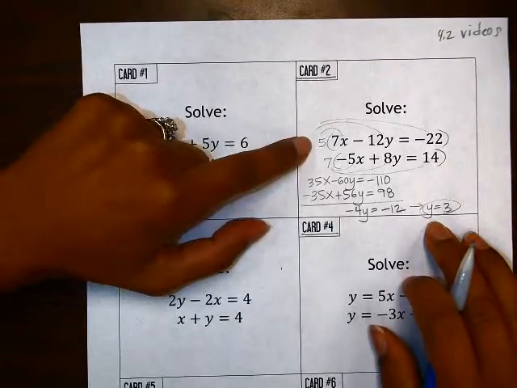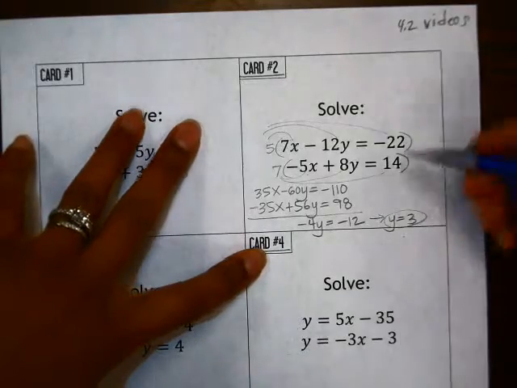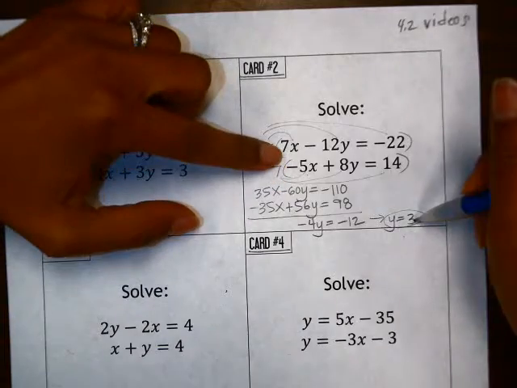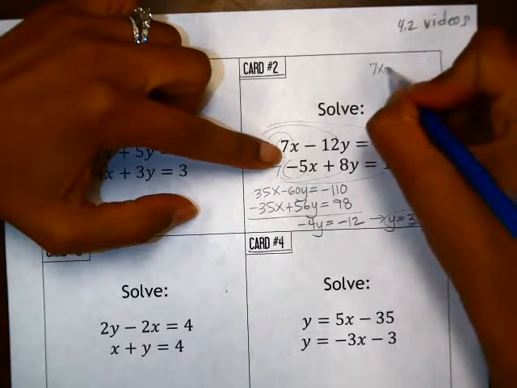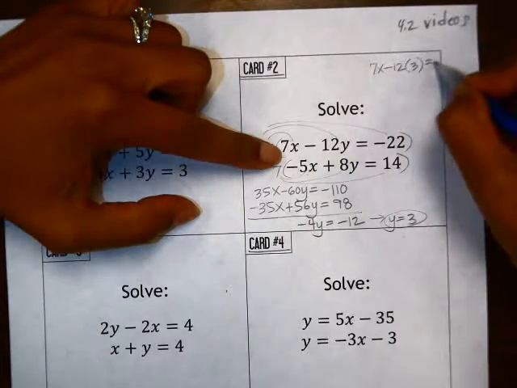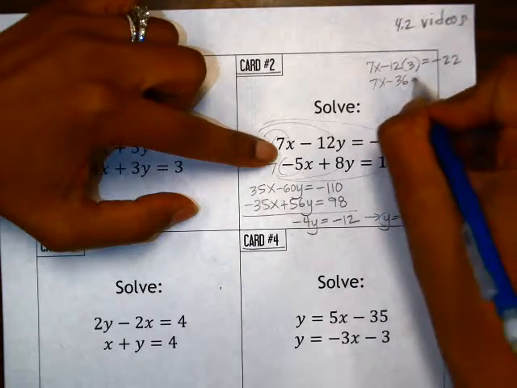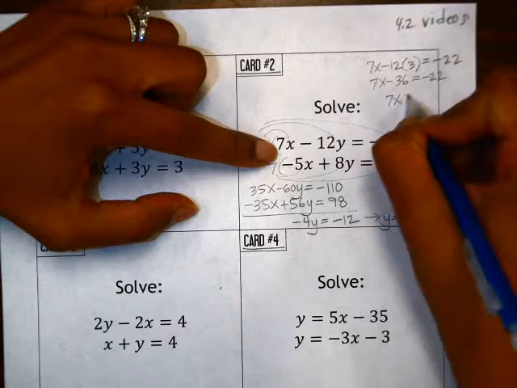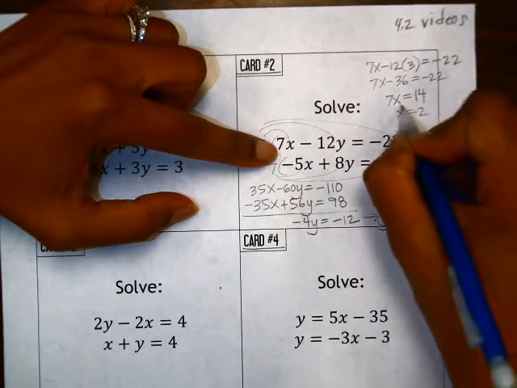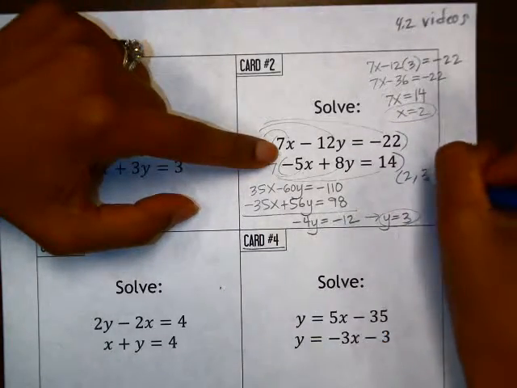The solution to this system is a point, so we still need to find the x coordinate of the point by taking the y value 3 and plugging it back into either of these original equations. Choose whichever one you want and you should get the same answer either way. So I'm going to choose the first one, 7x minus 12y equals negative 22. That gives me 7x minus 36 equals negative 22. Add 36 to both sides, 7x equals 14, x equals 2. So the solution to this system is the point (2, 3).